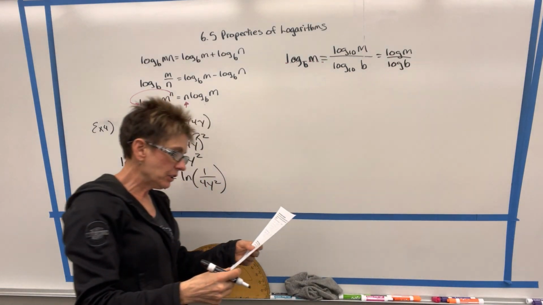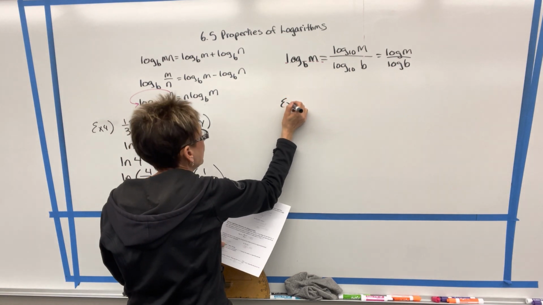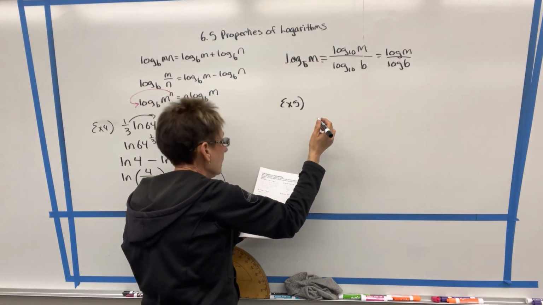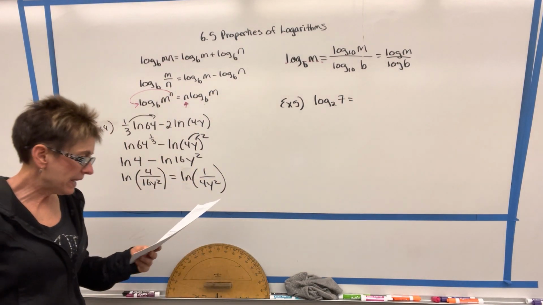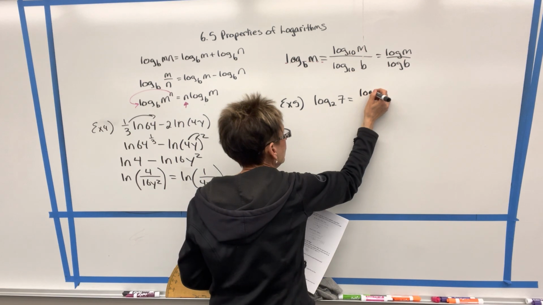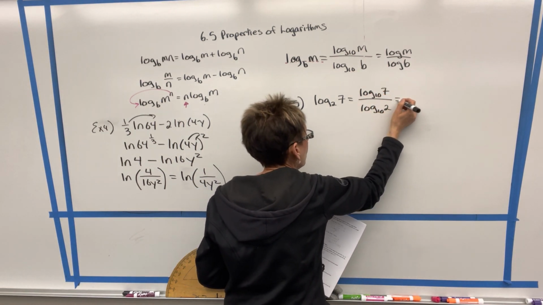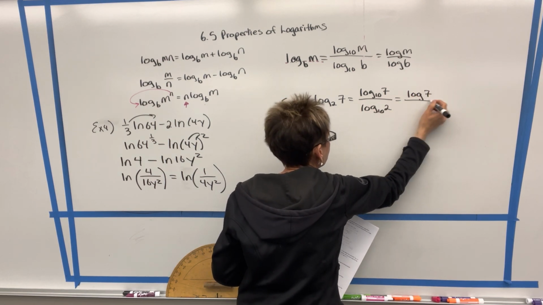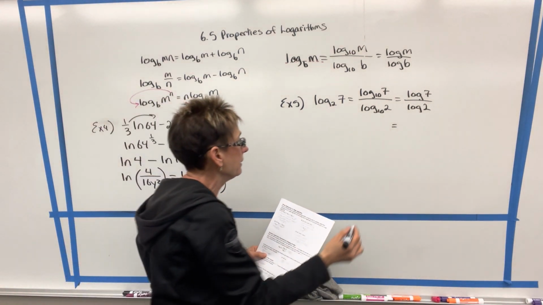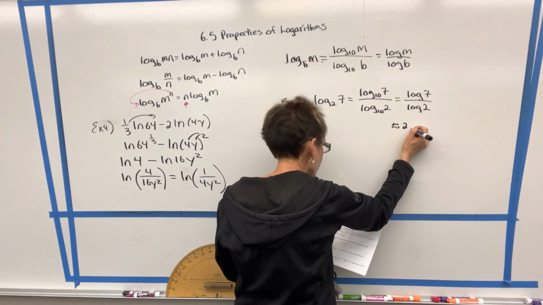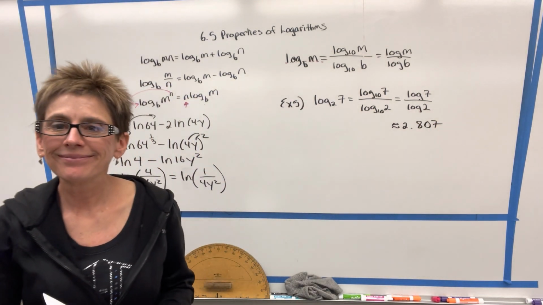So let's see how we can use this on our calculators. Let's say that we're trying to evaluate, this is our last example here, log base 2 of 7. Using the change of base formula, I know this is equivalent to log base 10 of 7 over log base 10 of 2, or just the log of 7 divided by the log of 2. I can enter both of those into my calculator, and I get about 2.807.